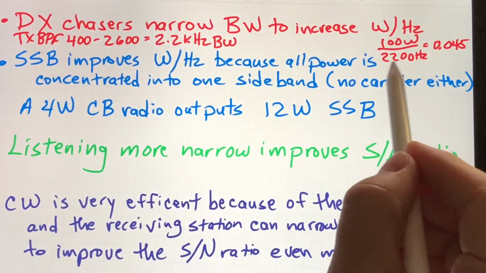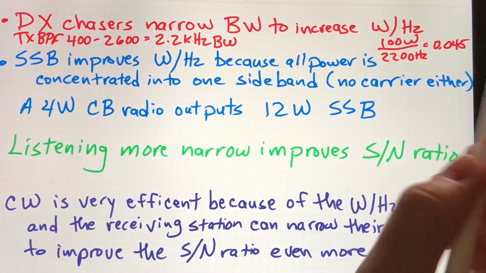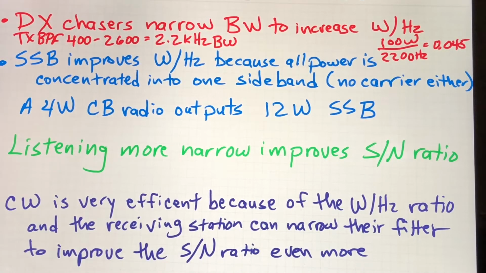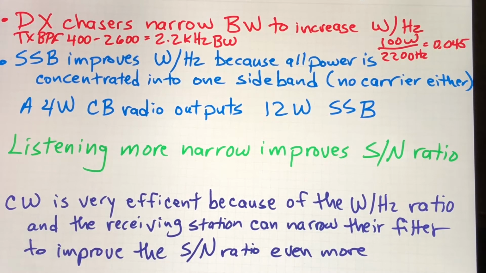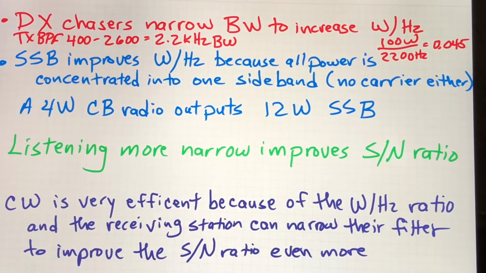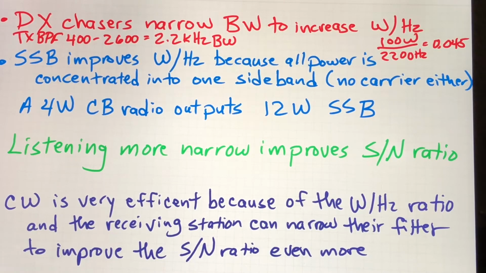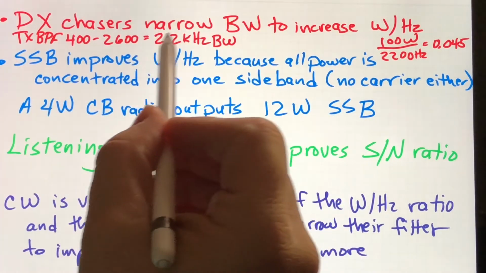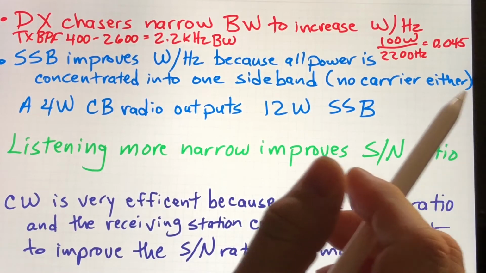So 100 watts divided by 2200 hertz, 0.045. So they're focusing all of their power into a 2.2 kilohertz bandwidth. Now, yeah, we can all agree that's thin, pinchy sounding, but in that condition where they're trying to chase rare DX, you do what you need to do, and it's a smart move.